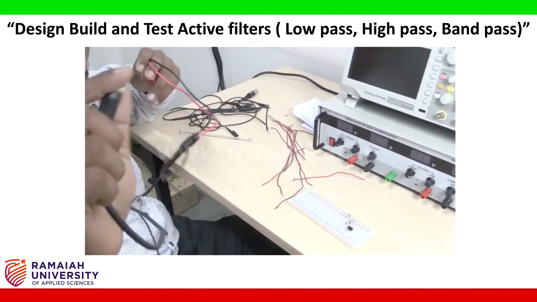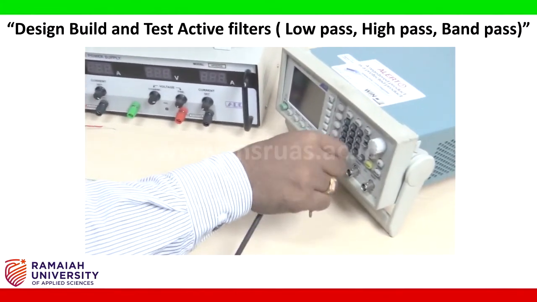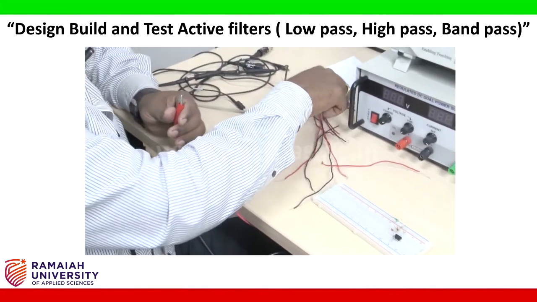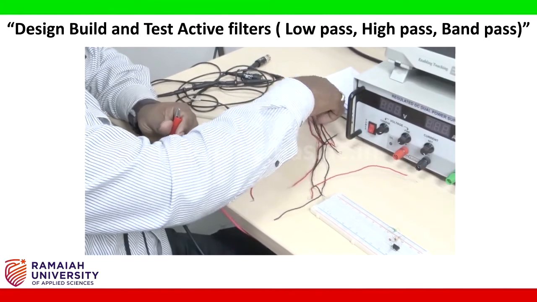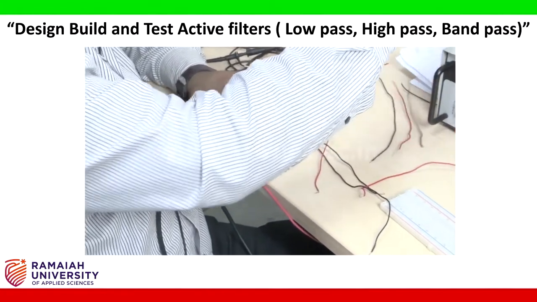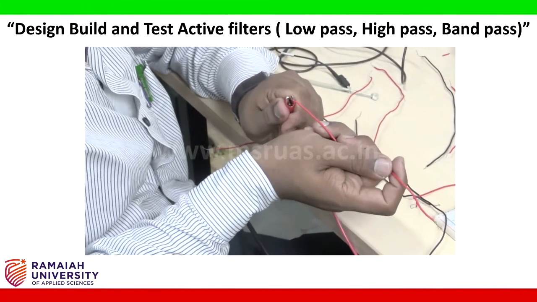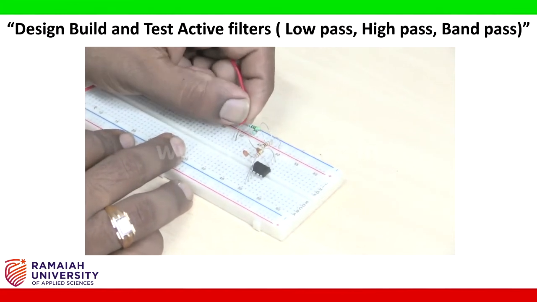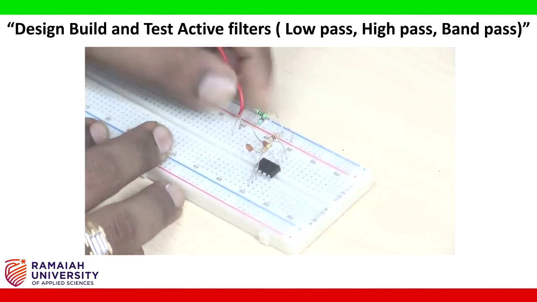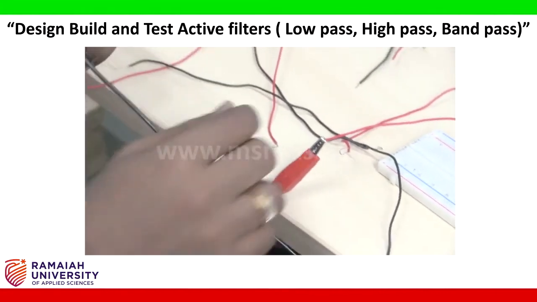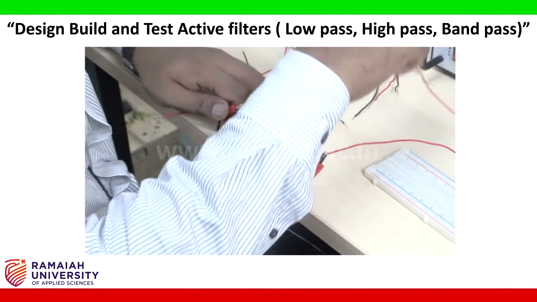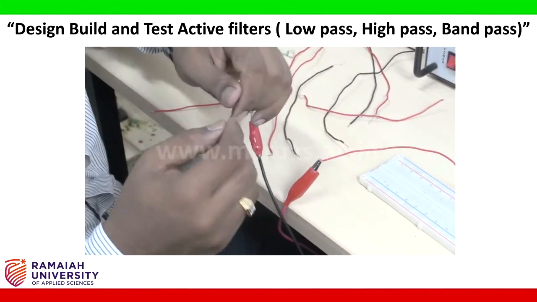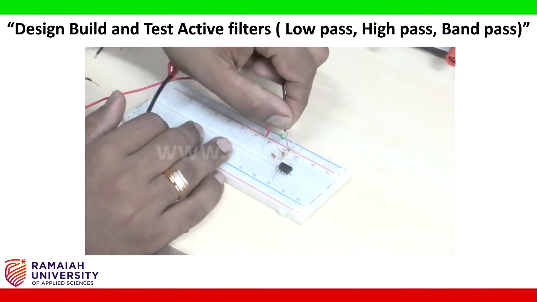Now I am taking the patch card. I connect the input to the circuit. I place this patch card here, and the positive of the signal will be connected to the junction point here. This is the input point, and the negative will be placed to the ground connection. This is the ground.